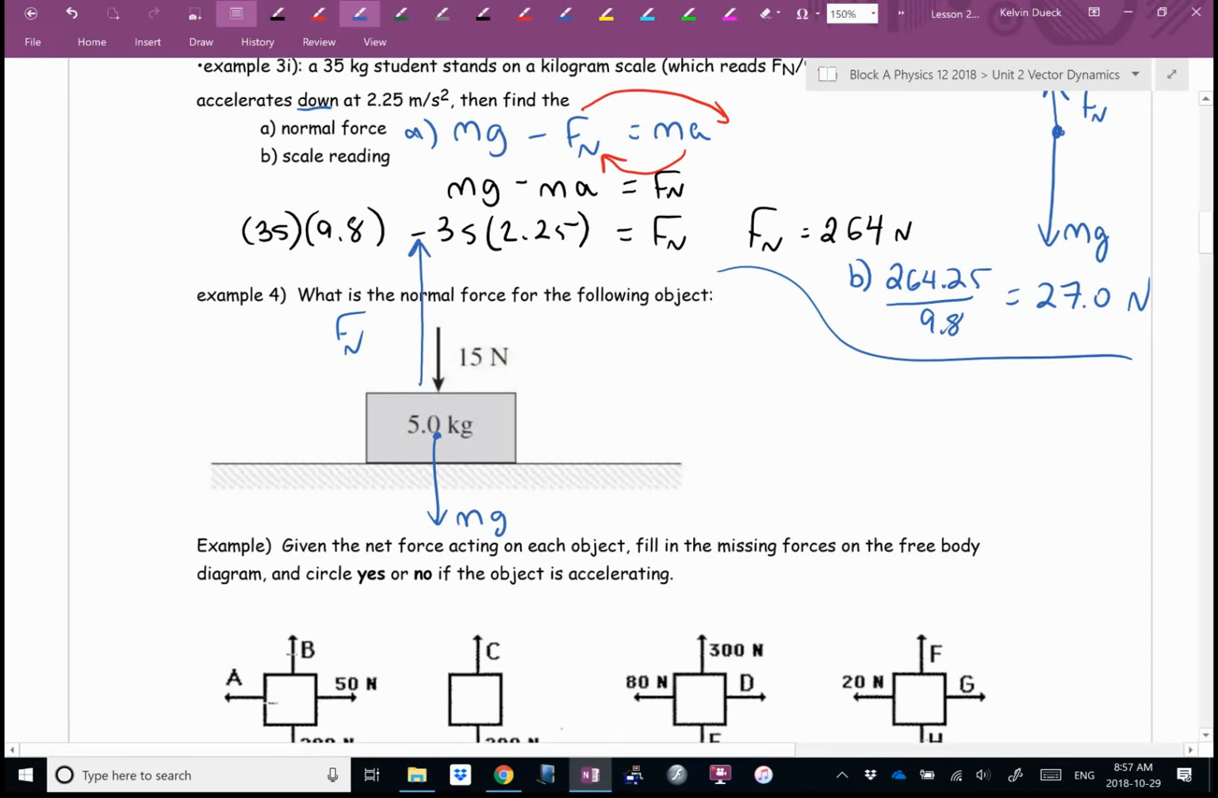That's why if Drew was standing on the scale, if I pushed down on his shoulders, like that 15 newtons, the scale would read more, not because your mass has increased. What has increased? The normal force. So I would say this. Everything down has to equal everything up. And there is your equation.